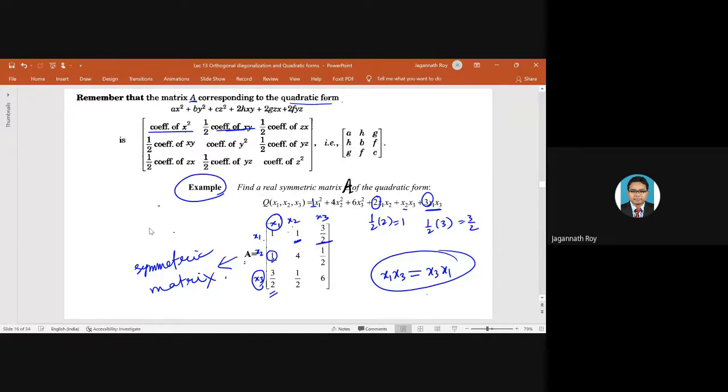So this is the way, but remember, Q is not equal to A. Q is the quadratic form. It is a scalar quantity. But this is a matrix. So this is for your information.